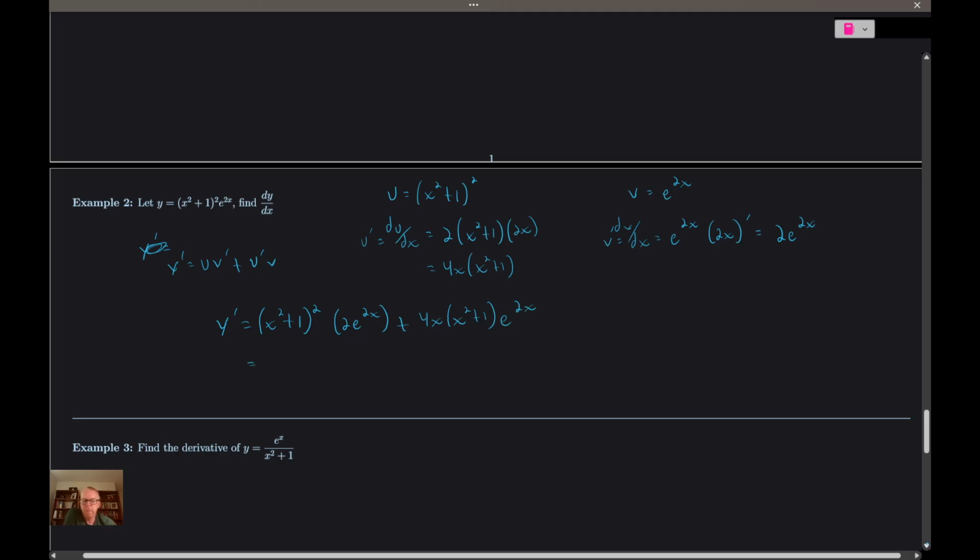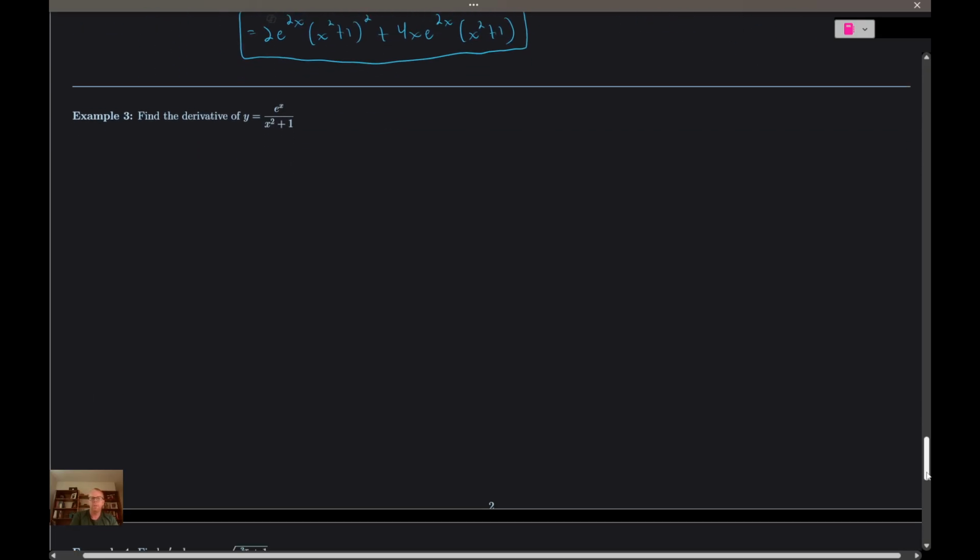Maybe don't worry too much about simplifying this. You could factor out an e to the 2x, and you could factor out 2, but I don't think it's super important to try to simplify this any more than what it is. We can just leave it like that. All right, let's look at, I think, 2 more.